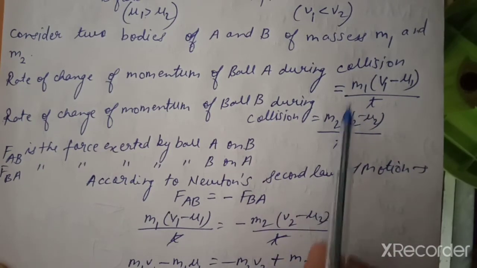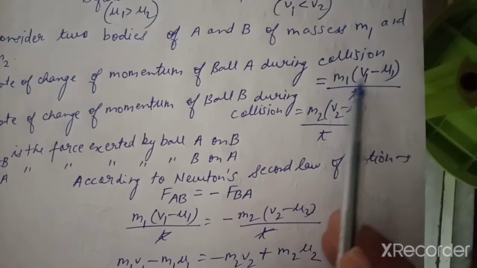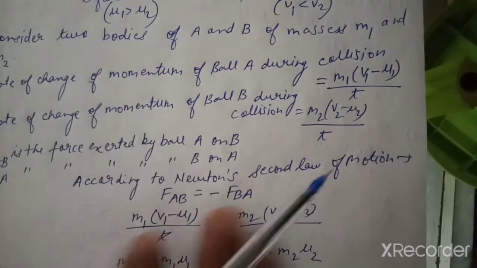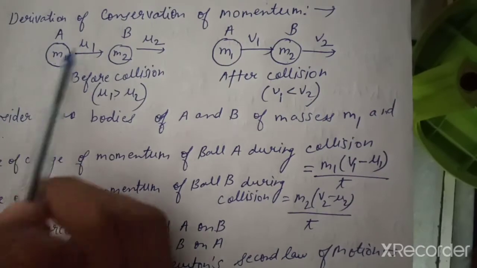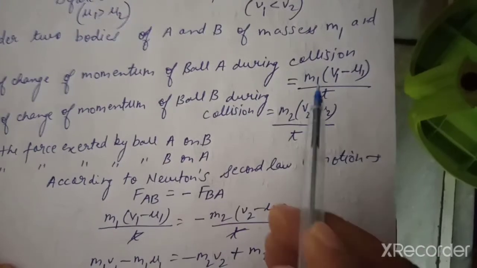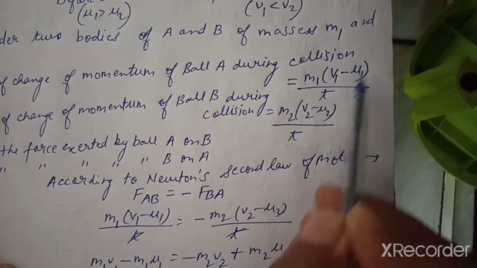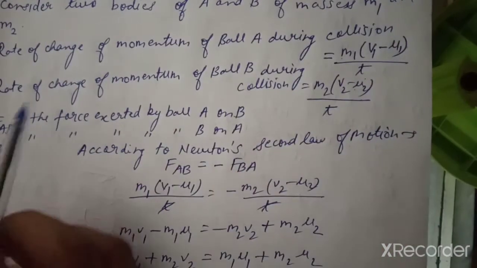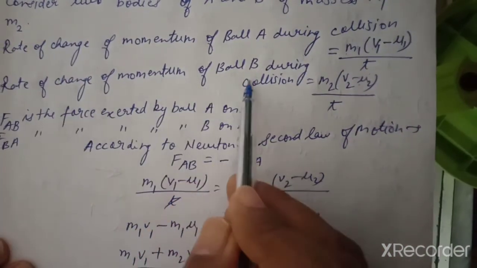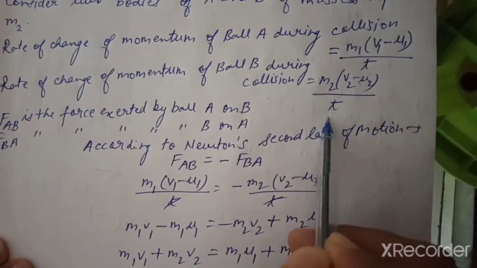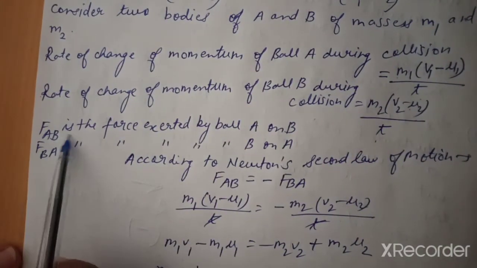We know that according to Newton's second law, the rate of change of momentum is m(v minus u) upon t. So for ball A, in terms of m1, u1 and v1, it is m1(v1 minus u1) upon t. Similarly, the rate of change of momentum of ball B during collision will be m2(v2 minus u2) upon t.